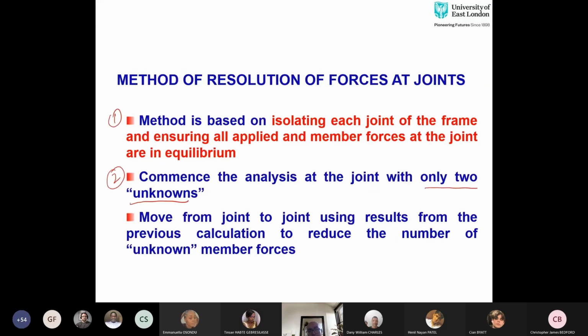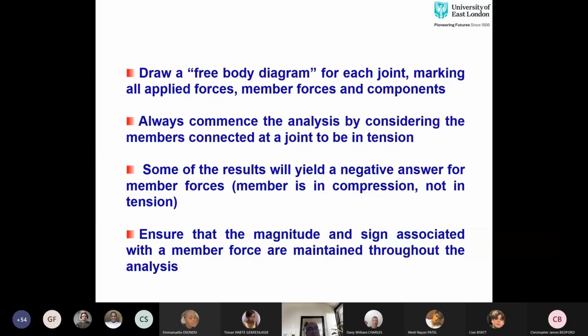Thirdly, move from joint to joint using results from the previous calculation to reduce the number of unknown forces. Then you can find out the member forces and then draw a free body diagram for each joint, marking all applied forces and member forces. Then we have to draw the free body diagram.